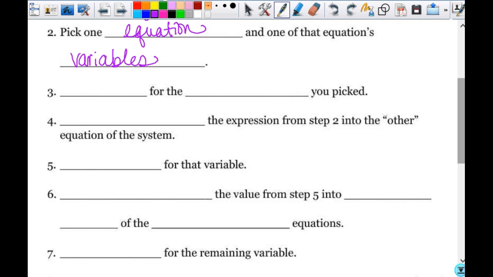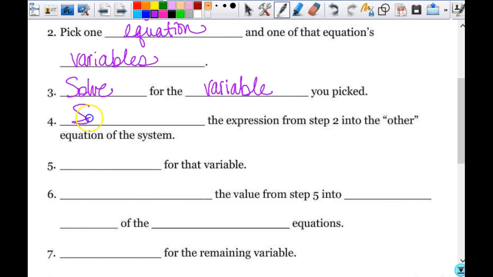All right, so once you've picked that, let's say we pick the second equation and x, then we are going to solve for the variable you picked. So we solve for whatever that is. Now you have at least one of them solved for a variable. It does not have to be both of them.